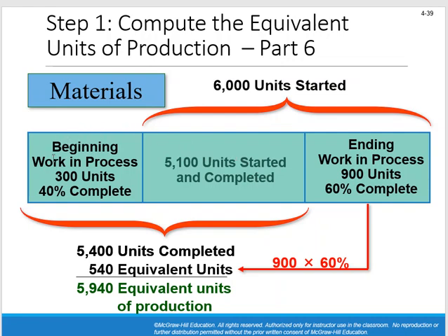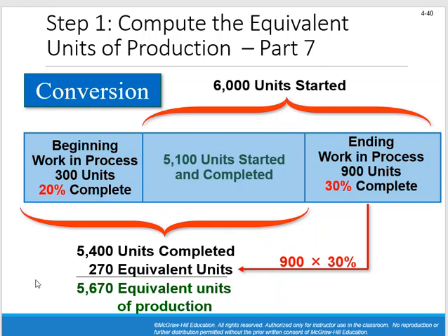So we had 300 units, and then we start more units into process, and then we have ending WIP that is 900 units. So the ones that are completed are 5,400 units that get completed, plus 60% of those 900 is 5,940. And we see similar for conversion. We've got 5,400 units completed, and then 30% of the ending WIP, the 900, is our equivalent units for a total of 5,670.